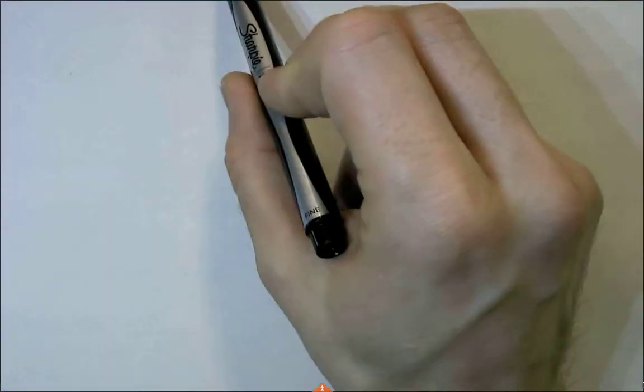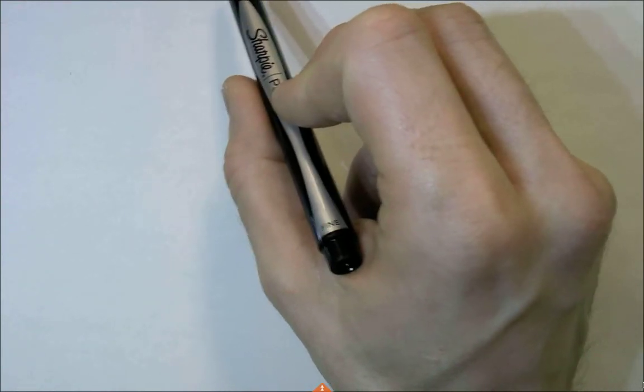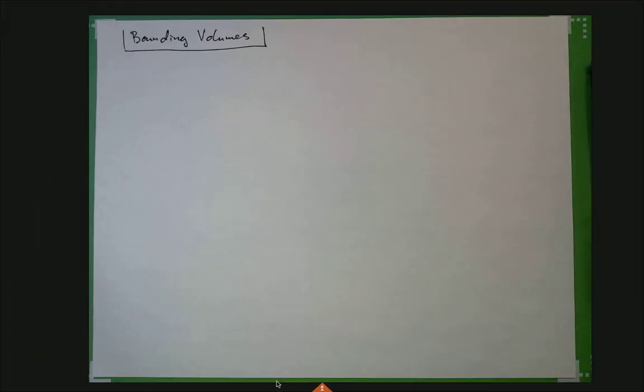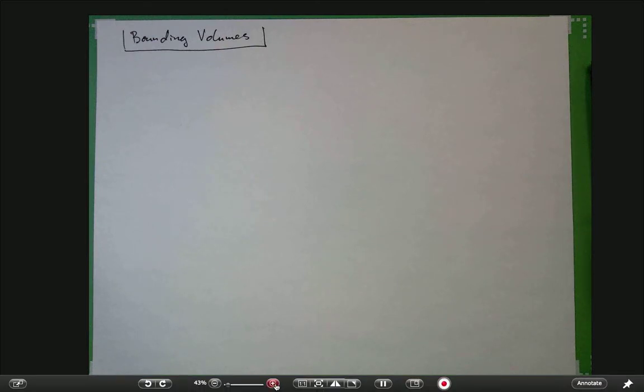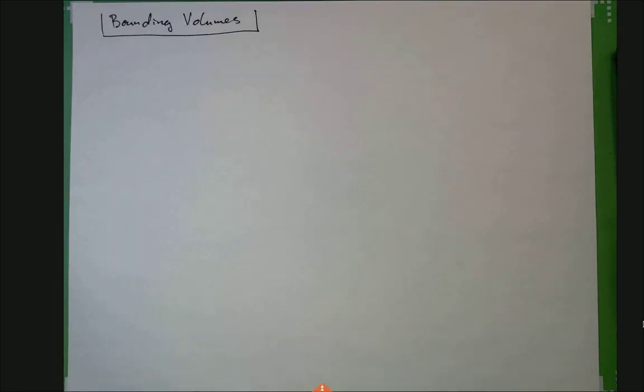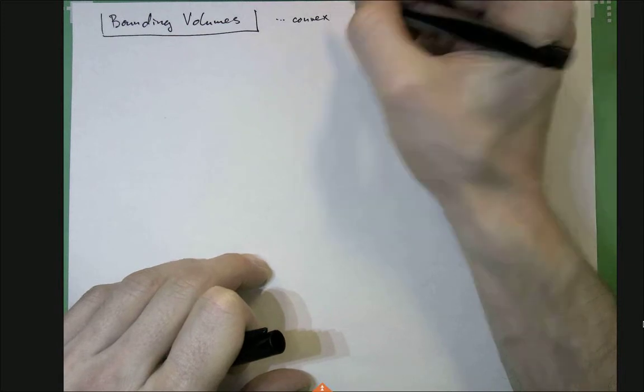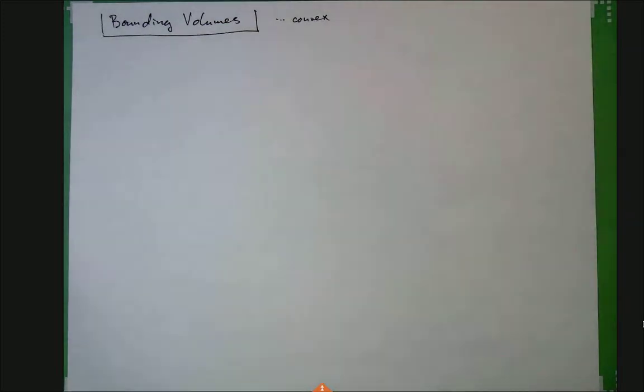So bounding volumes need to be convex, because if you don't have a convex object... oh, I'm sorry, I don't see anything. Okay, there. So we always want them to be convex. And that's because for non-convex objects, the collision detection would probably get quite tricky.